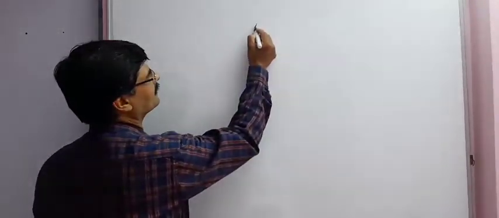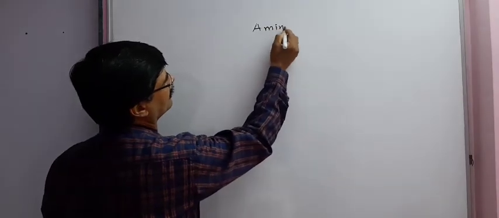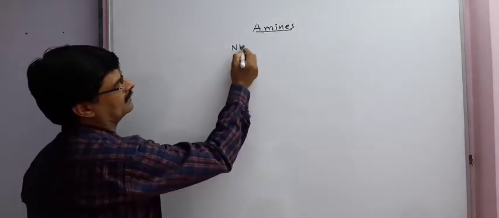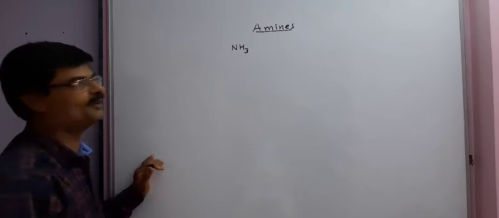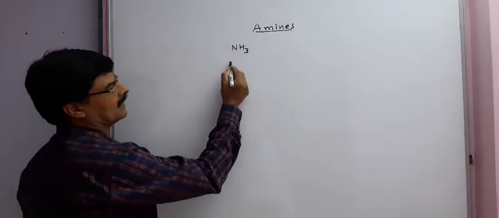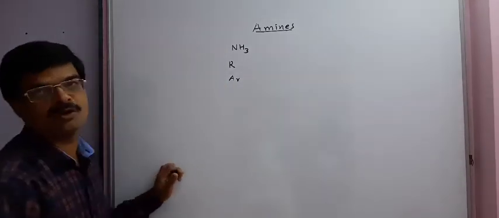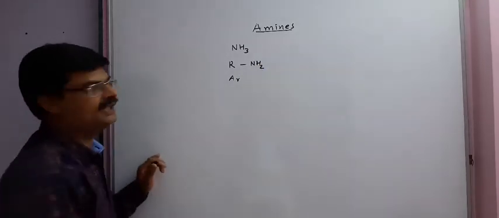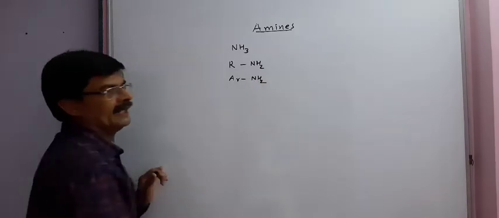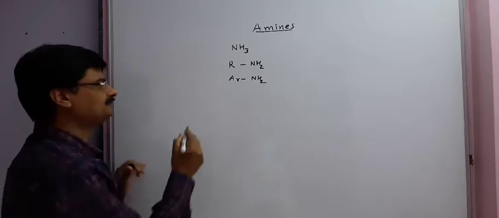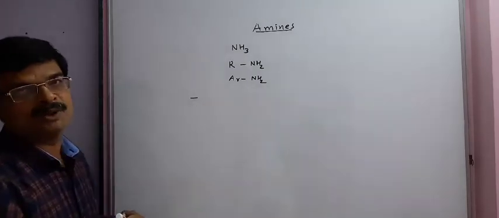In this lecture, we will study the chapter Amines. We know the structure of ammonia. Its formula is NH3. If a hydrogen of ammonia is replaced by either an alkyl group or an aryl group, the corresponding product is either RNH2, that is alkyl amine, or ArNH2, aryl amine. These compounds are an important class of organic chemistry. Let us consider how they are important.